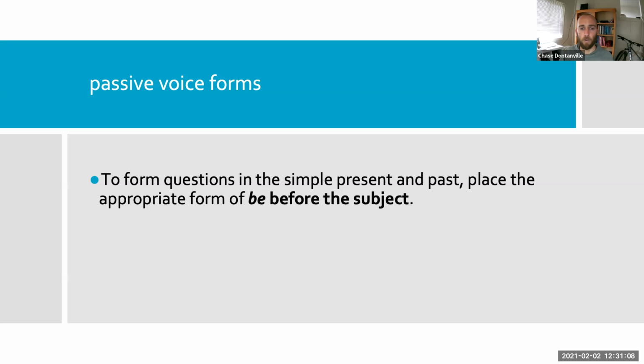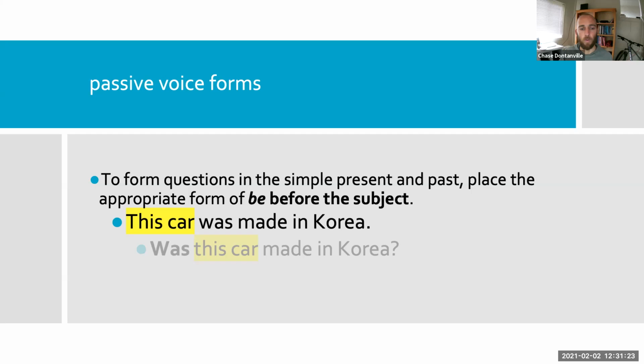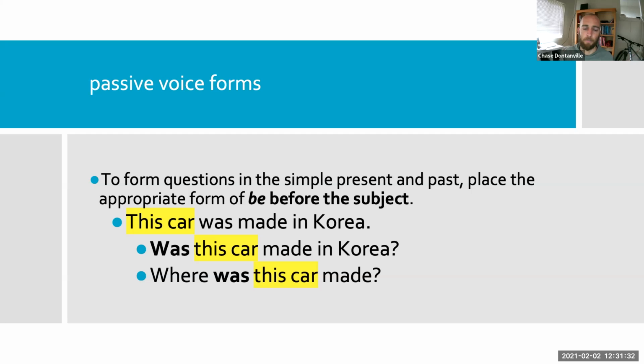Questions. So to form questions in the simple present and the simple past, place the appropriate form of be before the subject. Let's start with a sentence. This car was made in Korea. So, was this car made in Korea? We take the verb be and put it in front of the subject. Where was this car made? In this case, we have a WH question, but still, be comes before the subject. Where, was, and then subject this car.